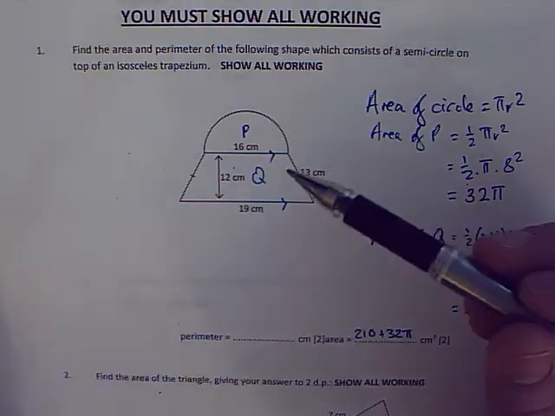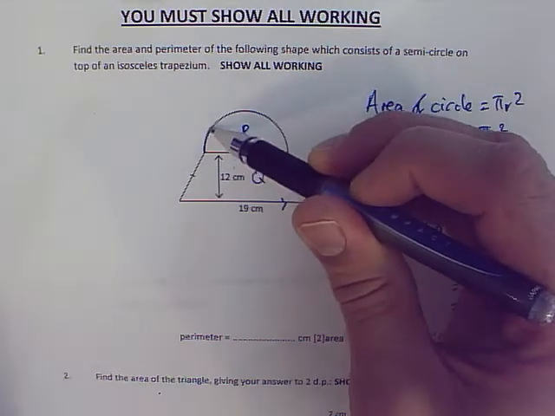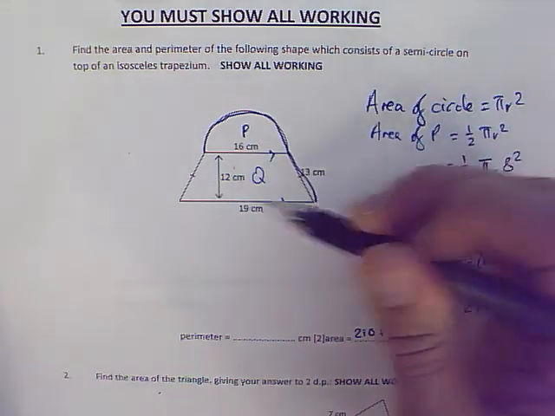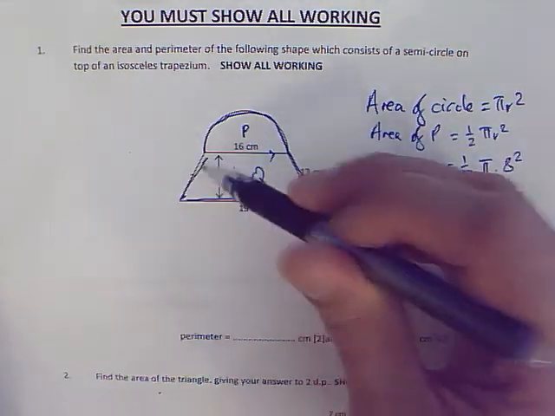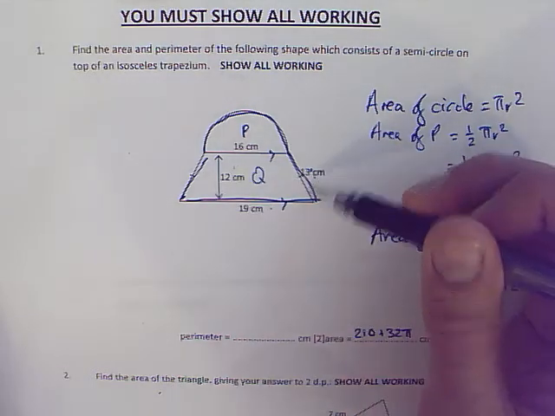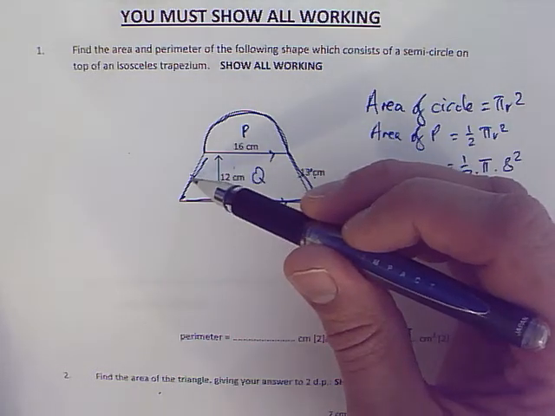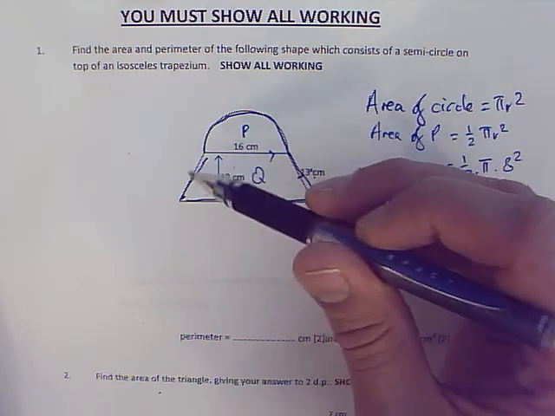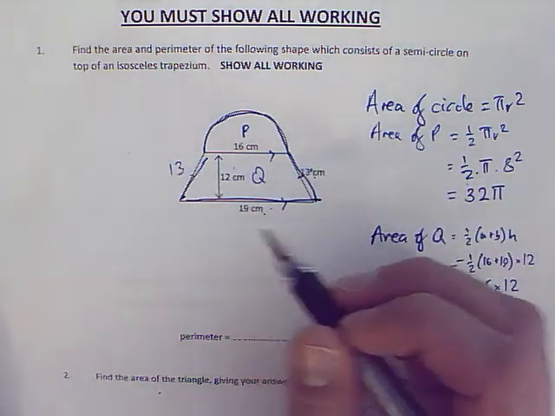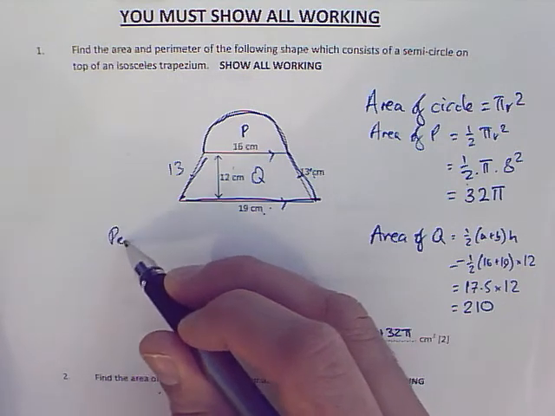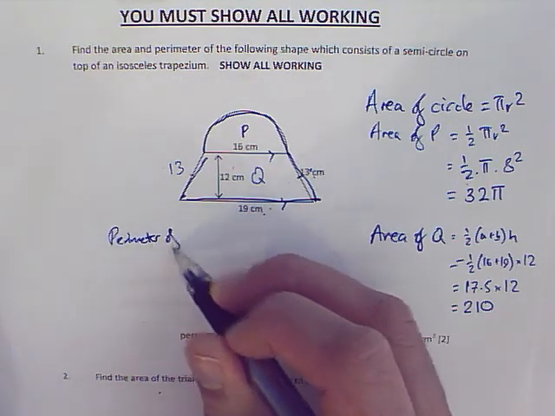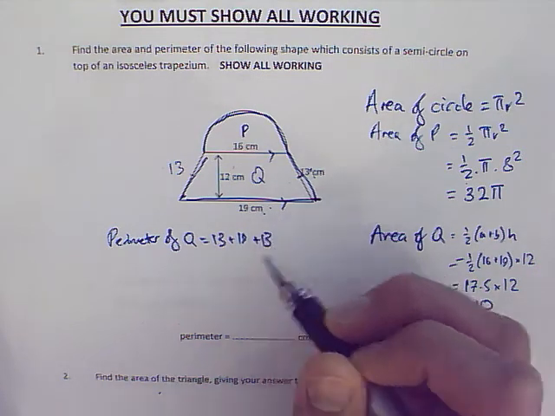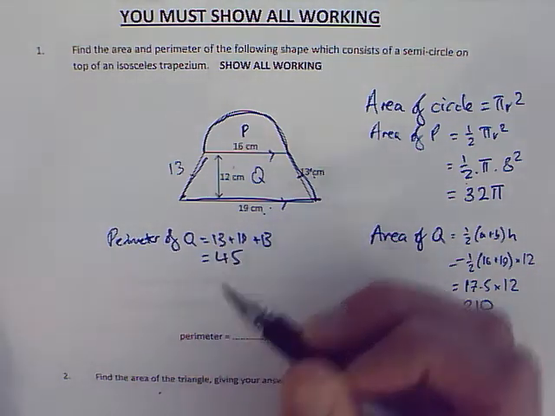For the perimeter, slightly difficult. We've got this length, this length, this length, this length. These three are pretty easy. That's 13, that's 19. We don't have a measurement for that, but it's also 13 because of this little line here. You see a little line going across like that. That means it's isosceles, so this is 13 as well. So the perimeter of the trapezium part is just 13, 19, and 13 again, which is 45.